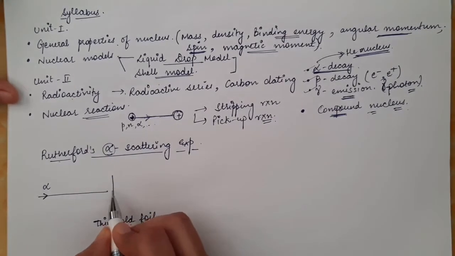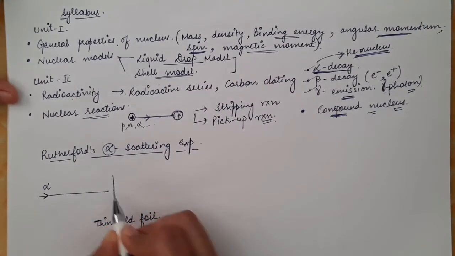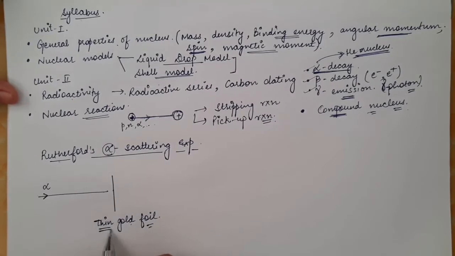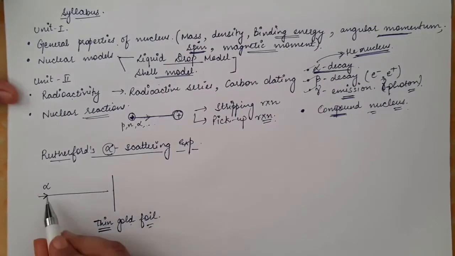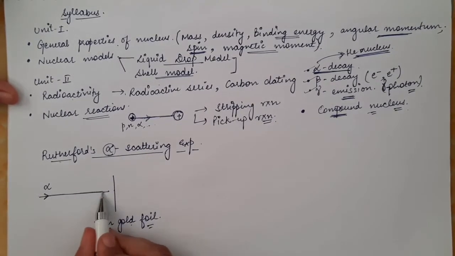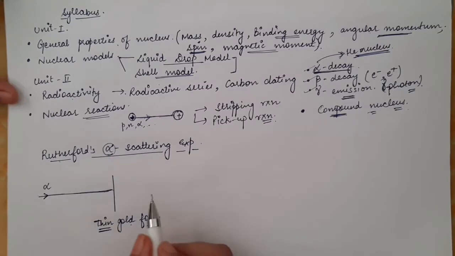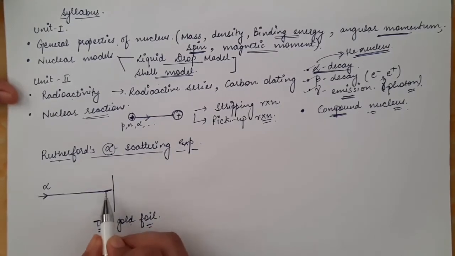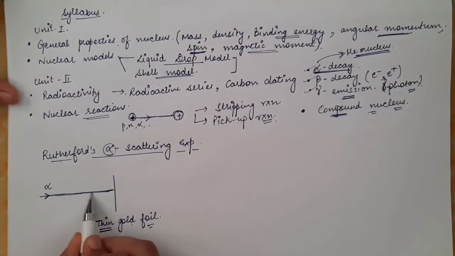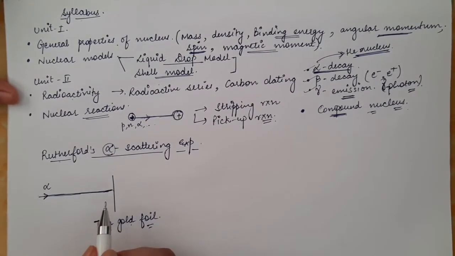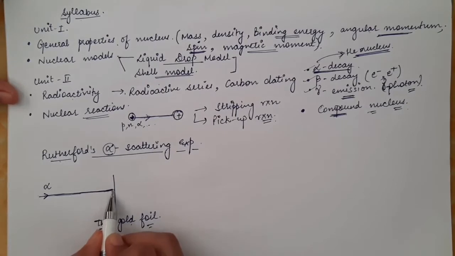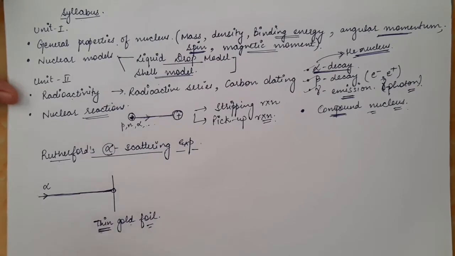and this gold foil was made thin so that the alpha particles would encounter very few atoms in their path. That is, the alpha particles were made to encounter only a small number of atoms in their path. So that's why a thin gold foil was taken.